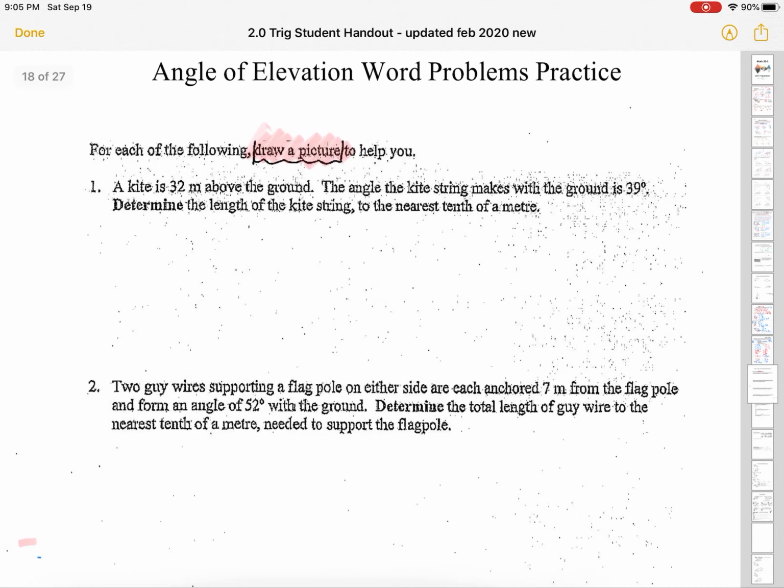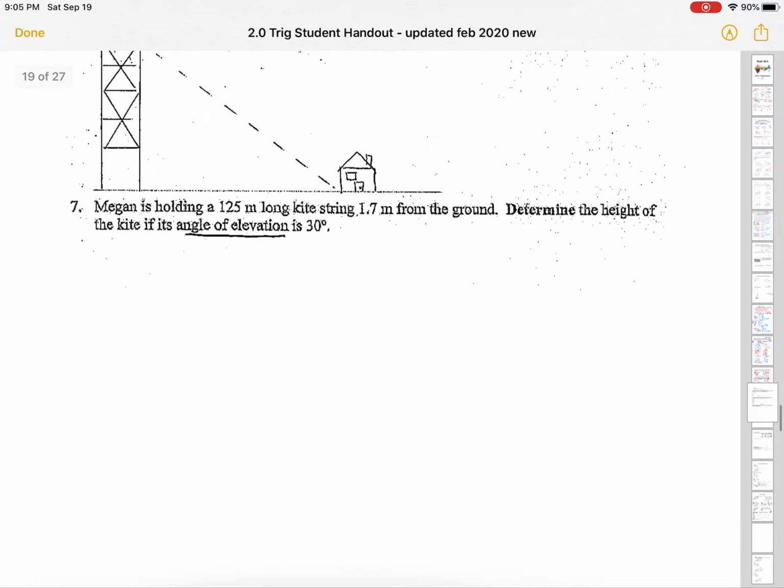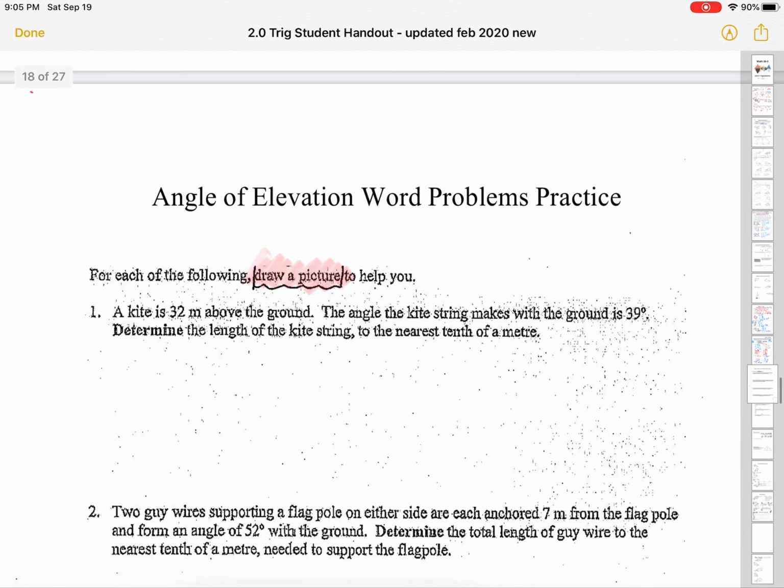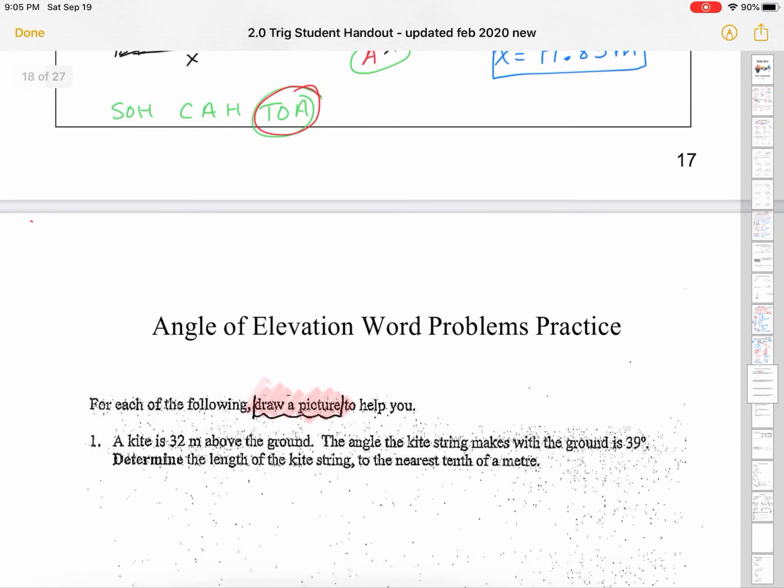Okay? We'll go over a few of these when we come back, but I want you all to try them all. So you have two pages of practice, okay? And then we'll go over.